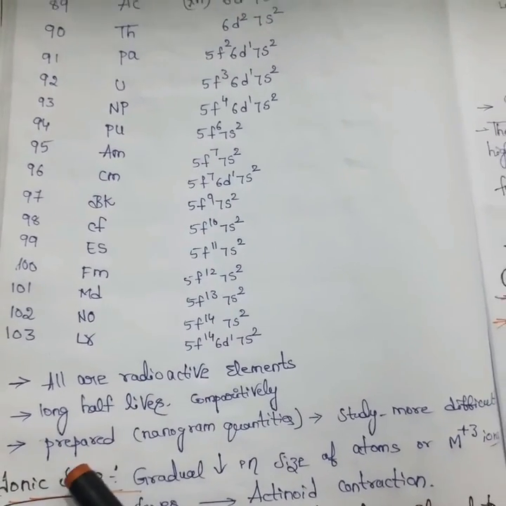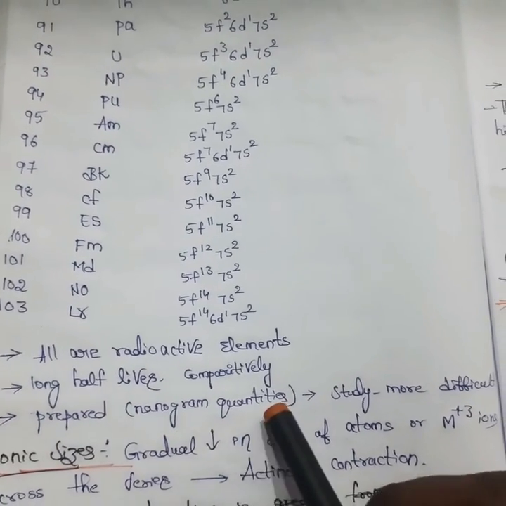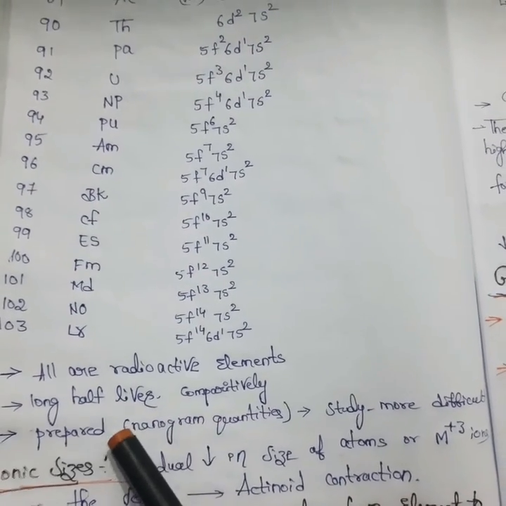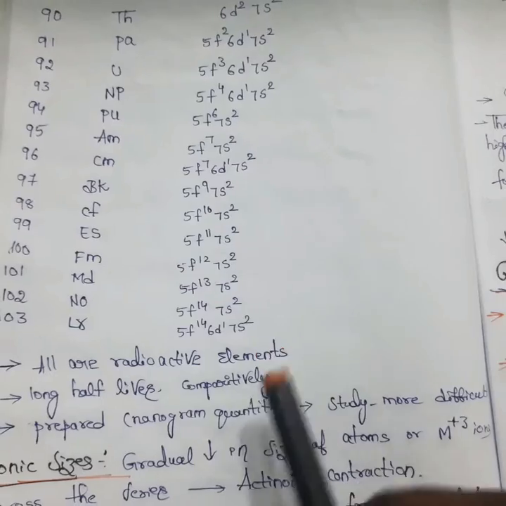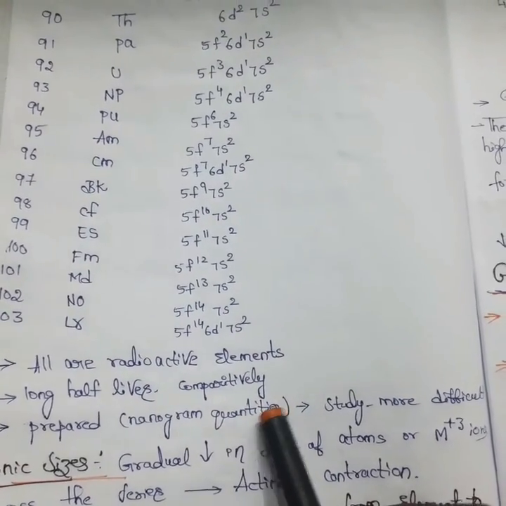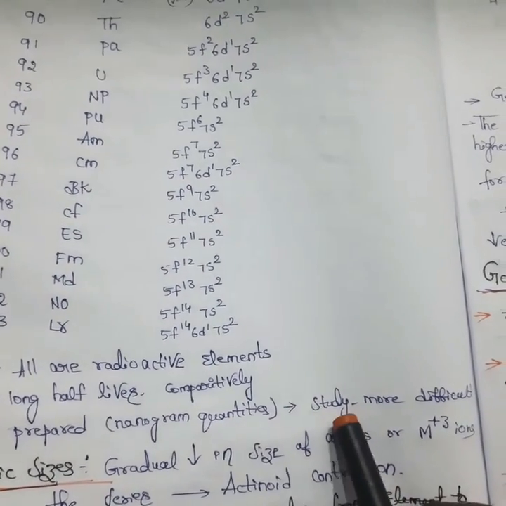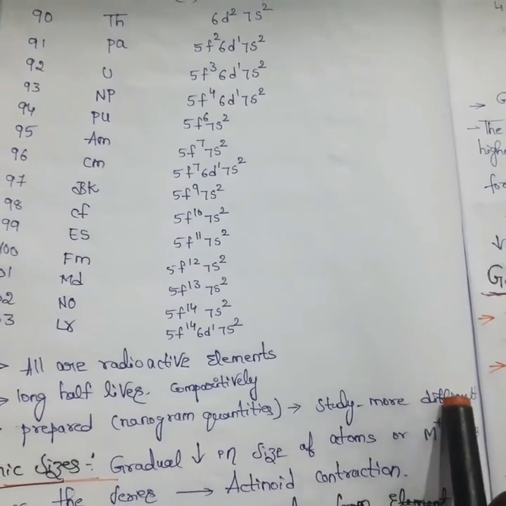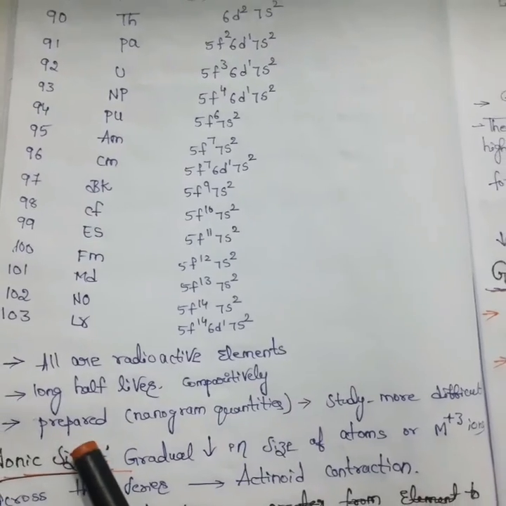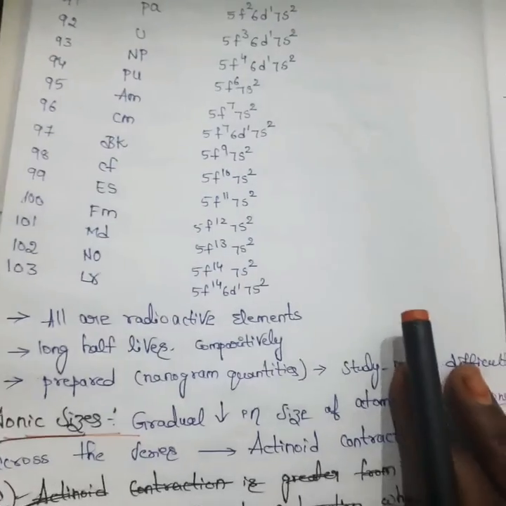Next, these actinoids can be prepared only in nano quantities, that is, only in nanograms. It is possible to prepare actinoids only in nanogram quantities. As the quantity is very minute, studying the actinoids is more difficult. Why is the study of actinoids more difficult? Because they can be prepared only in nanograms, that's why.